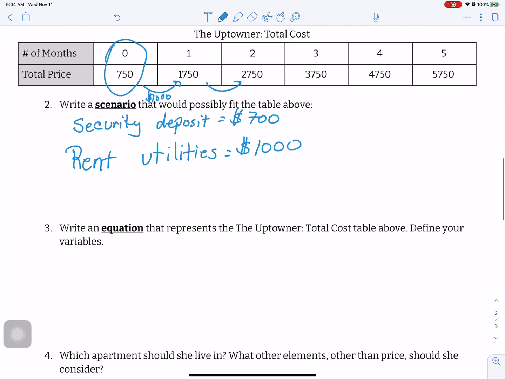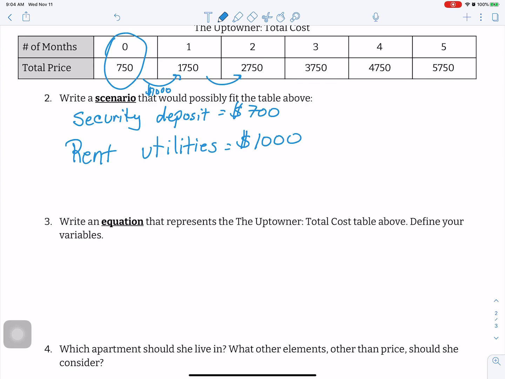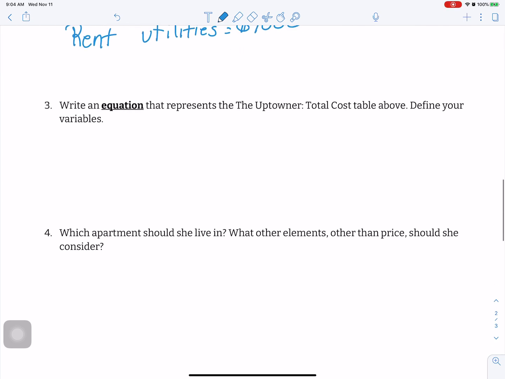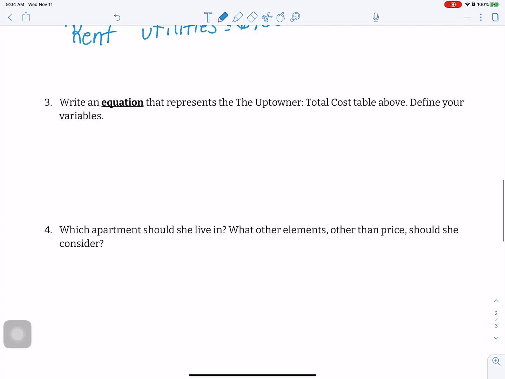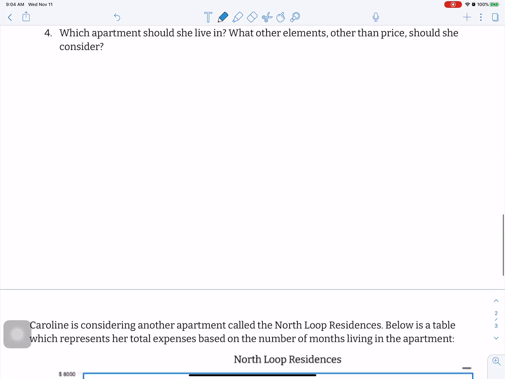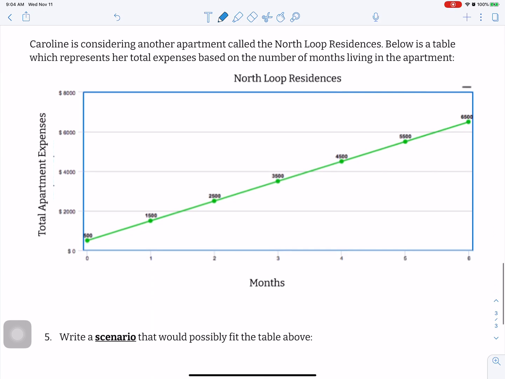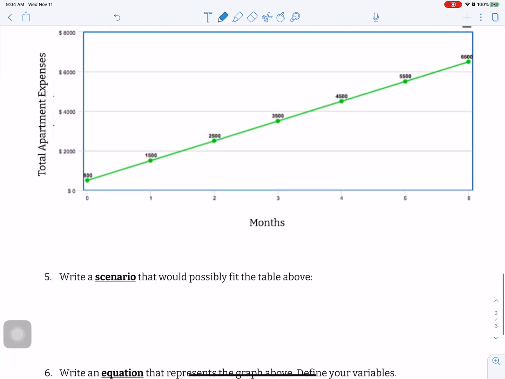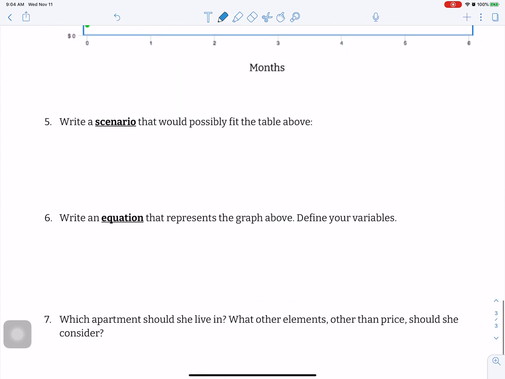From that, I'm going to write an equation because that's giving me my y-intercept and my slope. And then this one here is just a general question: what else should we be looking at? Price is part of it, but that can't be the whole thing. And then this time I'm giving you a graph, and you're coming up with a different scenario. It doesn't have to be super creative. It just has to be the basic information, and then write an equation, and then that last answer. So double check your answers when you're done.